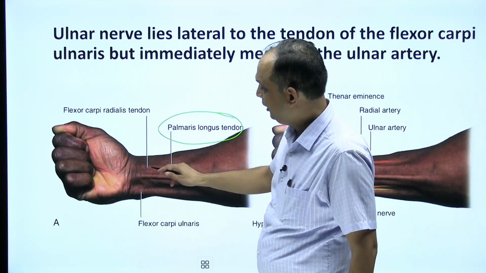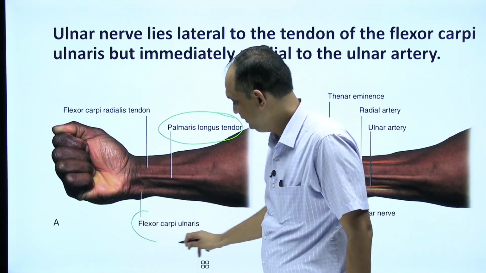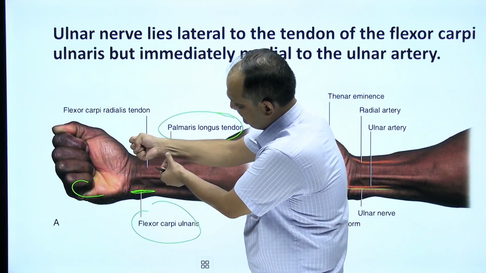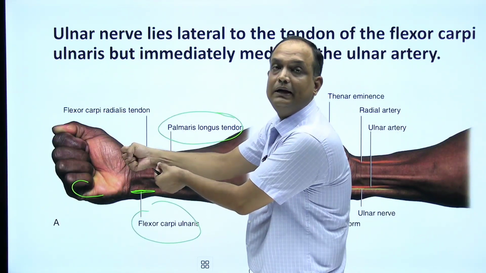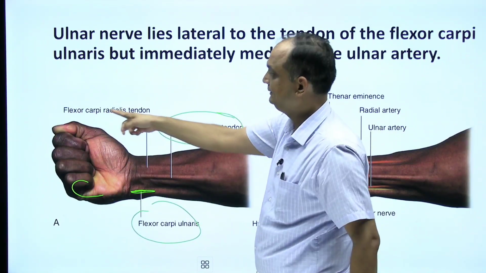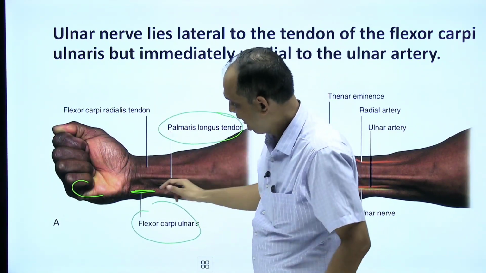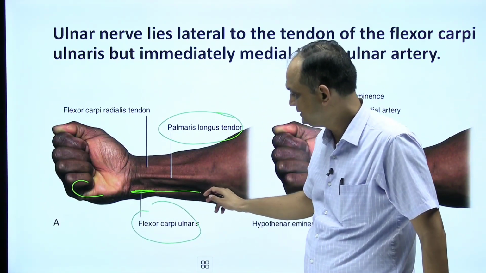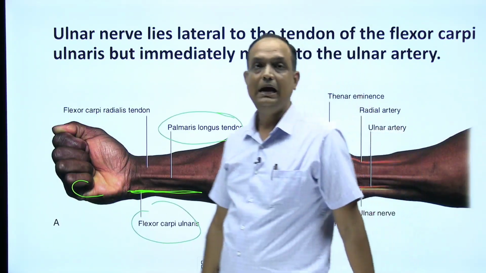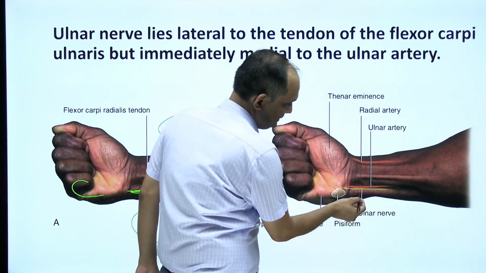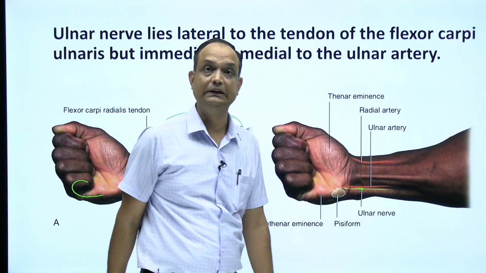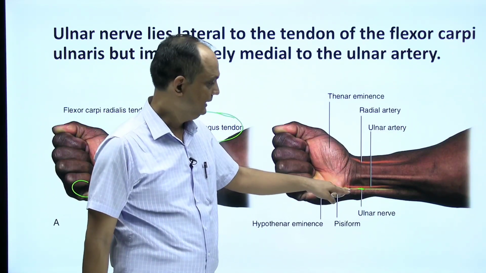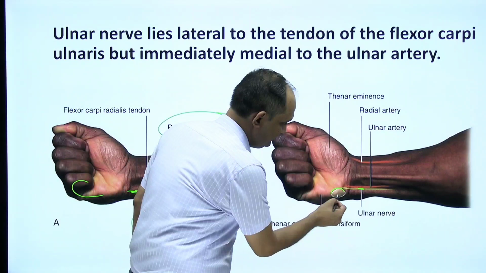Now on the ulnar side, towards your little finger, you have the tendon of flexor carpi ulnaris. Here you have the tendon of flexor carpi radialis. Now if I ask where the ulnar nerve is, you first identify the tendon of flexor carpi ulnaris, and you will find the ulnar nerve just next to this tendon, because we have seen that there are three structures from medially. The medial-most is the tendon, then the nerve, and then the artery, and this is your pisiform bone.